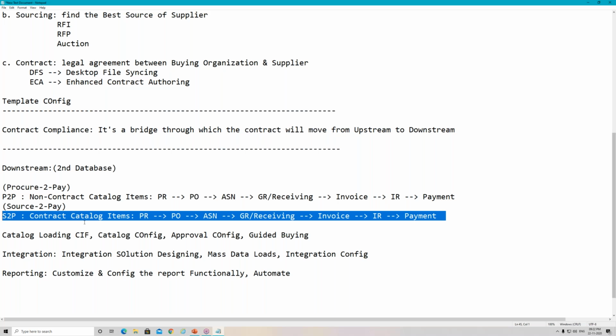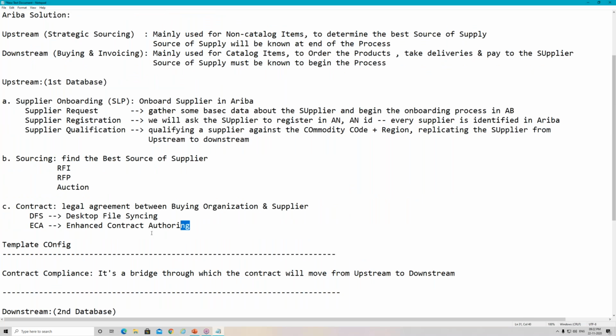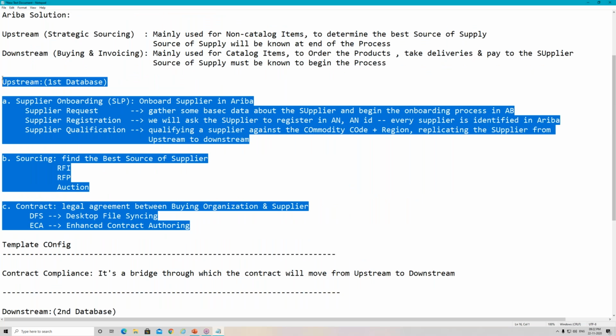Why? Because if a client is only having an upstream solution, till contracting you can do it only in Ariba. Why? Because you don't have any downstream. You cannot create PR, PO, and all those things in Ariba. Why? Because your client doesn't have the Ariba downstream solution.